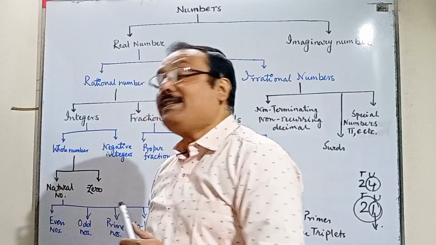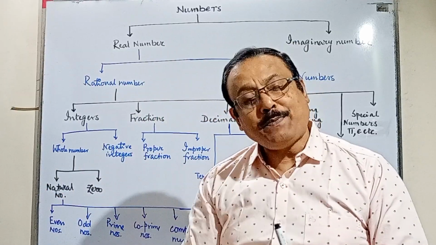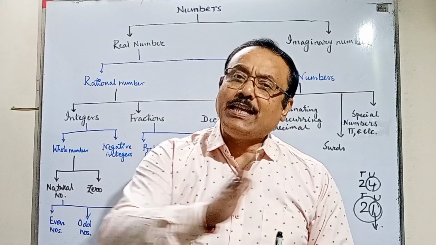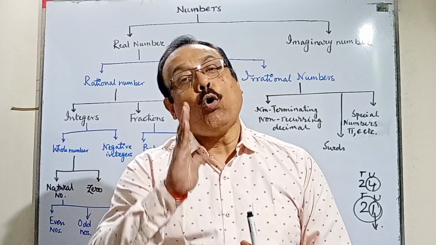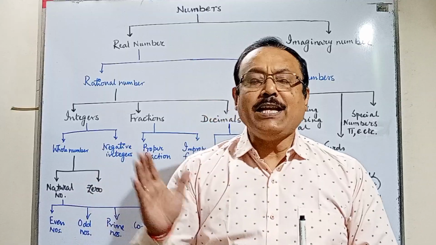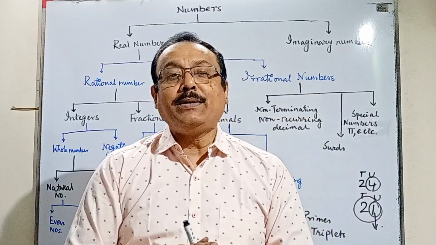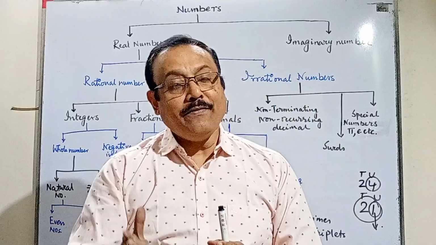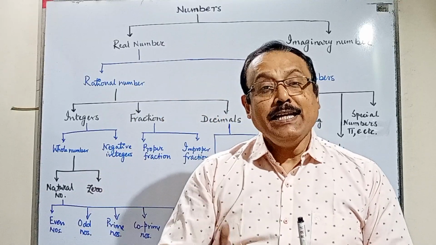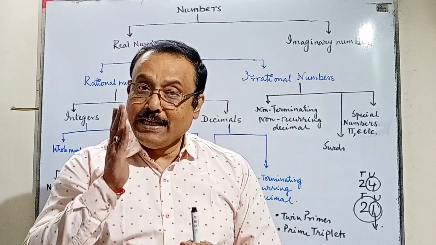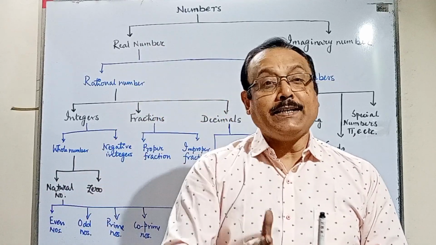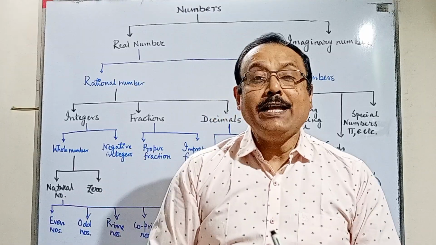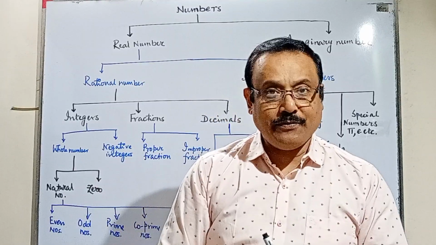Remember, 2 is the first prime number, and 2 is the only even number which is prime. All other prime numbers are generally odd numbers. Just to show you a few of the prime numbers: the first prime number is 2, then 3, 5, 7, 11, 13, 17, 19, 23, 29, 31. Like that we get these numbers. You cannot divide by any other factor apart from 1 and the number itself.